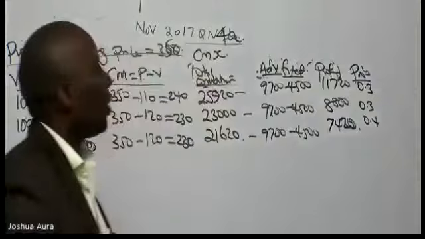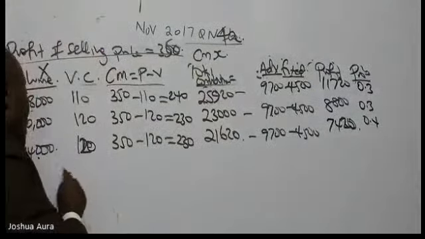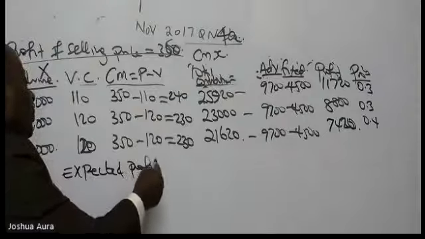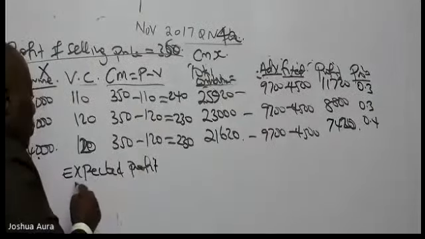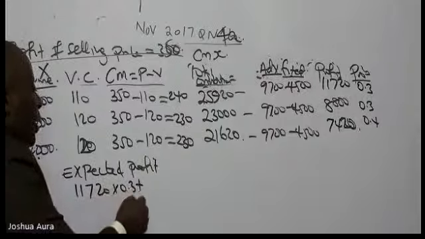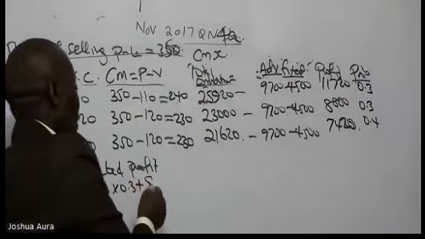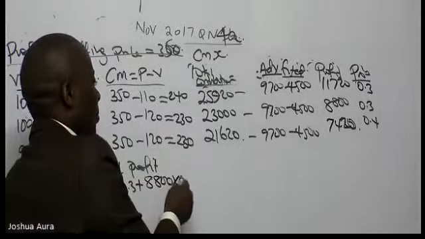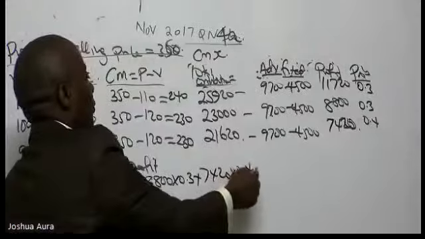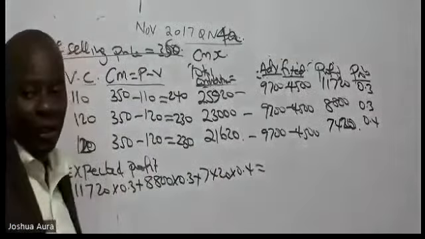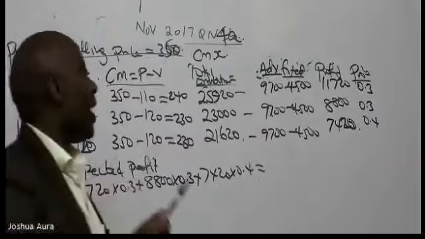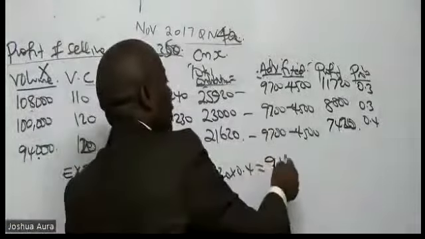Ladies and gentlemen, what I would want us to do very first is to ascertain the expected profit, the average profit. So the average profit there will be 11,720 times 0.3 plus 8,800 times 0.3 plus 74,20 times 0.4, which gives us what figure at the end of the day? 91,24, yay! And I remember that there are students who got this 91,24.